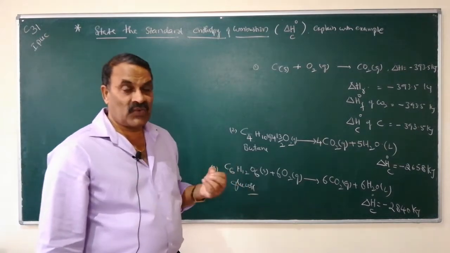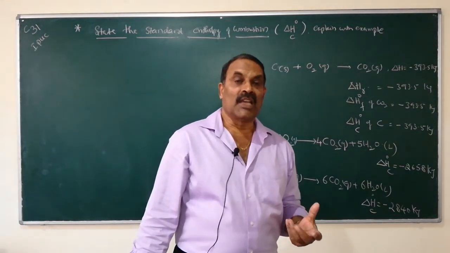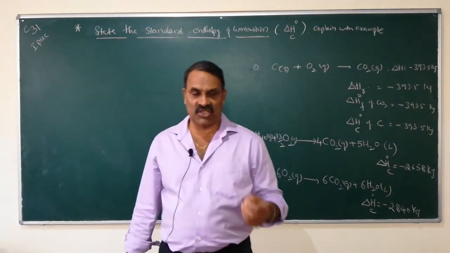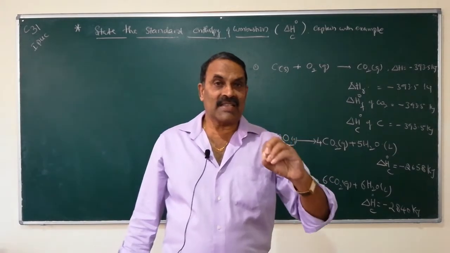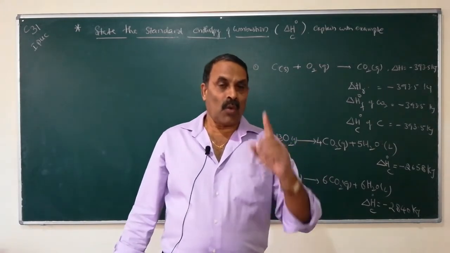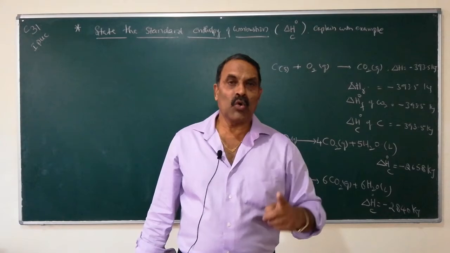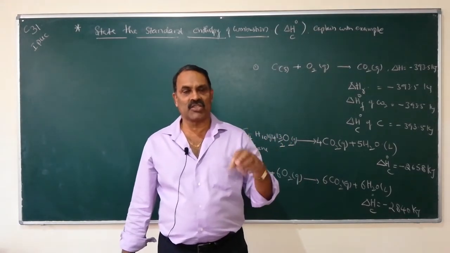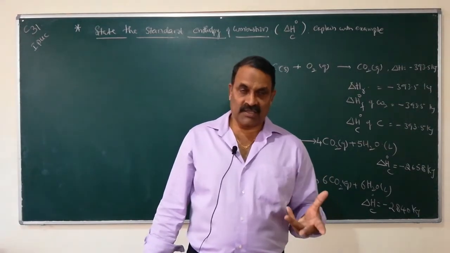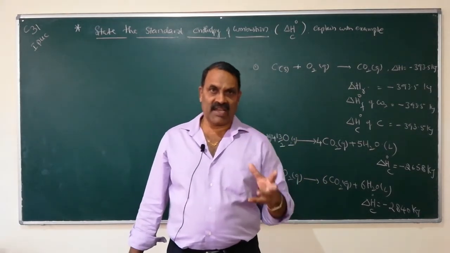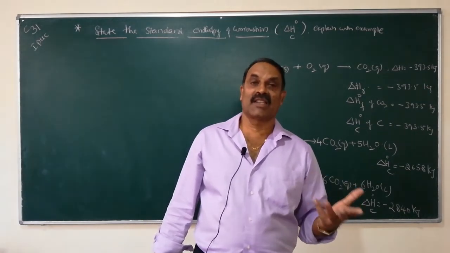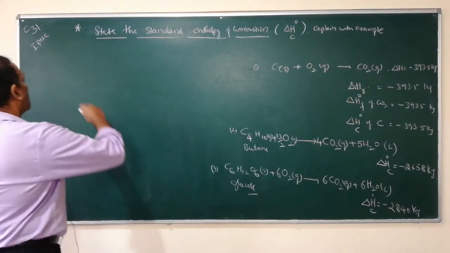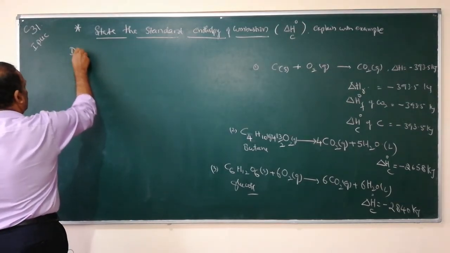Then what is the definition of enthalpy of combustion of a substance? It is defined as the enthalpy change produced when 1 mole of a substance is completely burnt in excess of air or oxygen when the reactants and products are in their standard state. So that is the definition. So write down the definition.